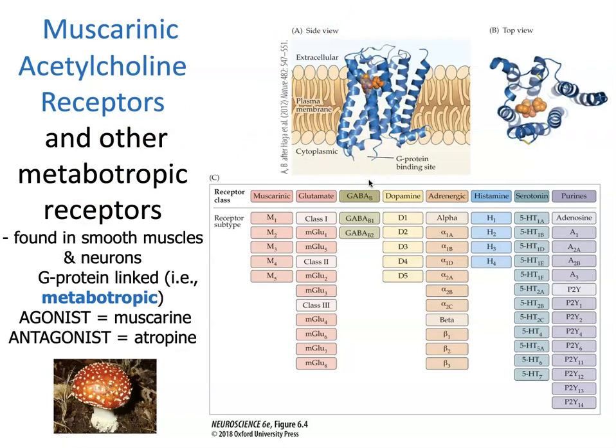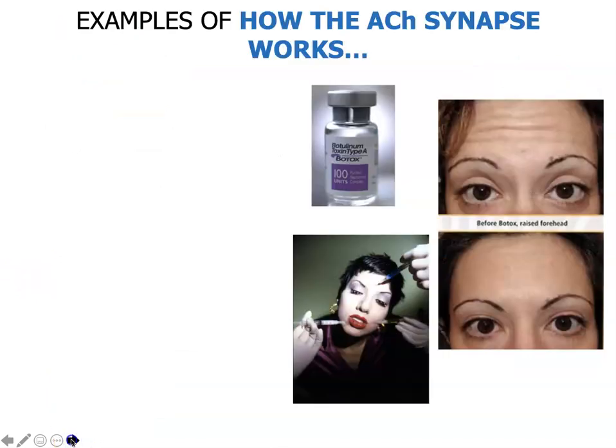There's also ipratropium, which is utilized for treatment of asthma. The idea here is that the ipratropium will bind to the receptor in the muscles around the airway, and that'll cause relaxation of those muscles so that you can increase the flow of air through the airways.